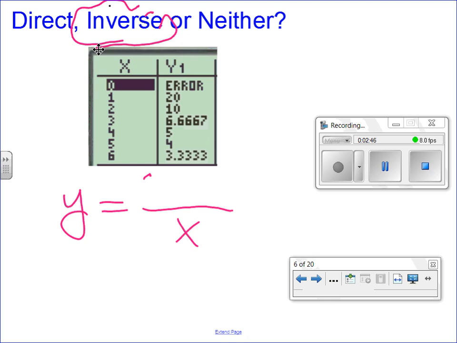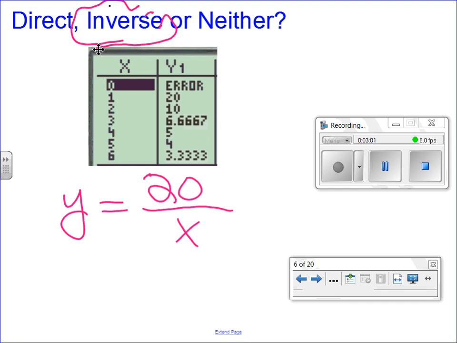Yeah, it's 20. Look, if you put a 1 in for x, 20 divided by 1 is 20. If you put a 2 in for x, 20 divided by 2 is 10. So 20 is our constant. Isn't that cool? Now, why is there an error there, though?